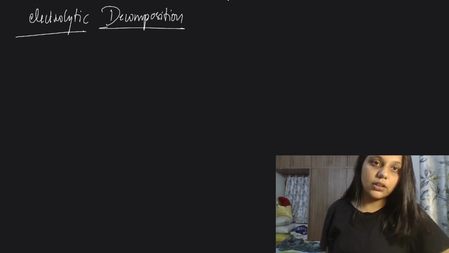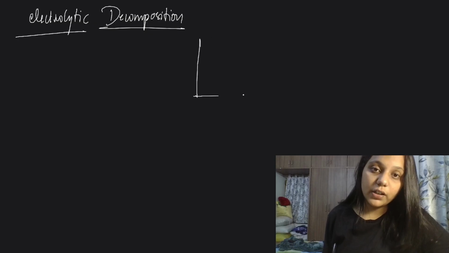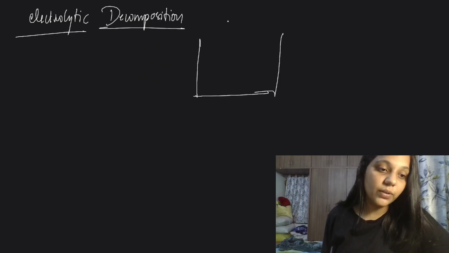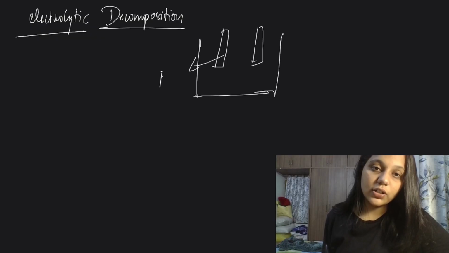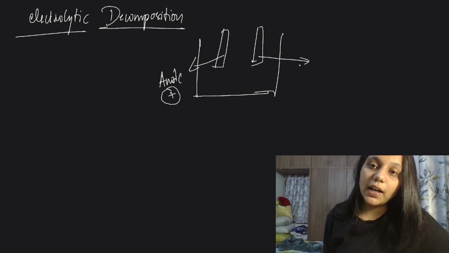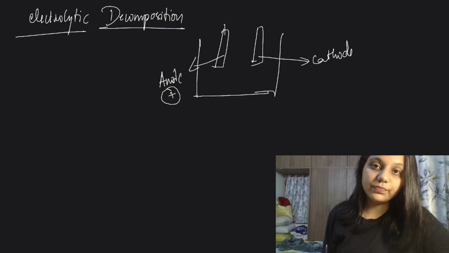While learning this, I need one thing ensured: that you open your textbook, where there is a diagram given for electrolytic decomposition. Here there are some electrodes. This electrode is called the anode. The anode is positively charged, remember, and this is the cathode.